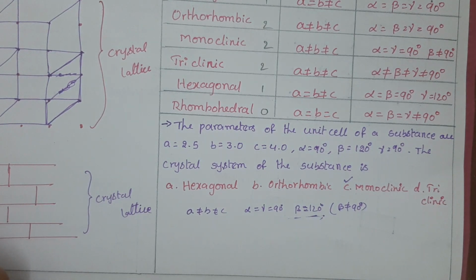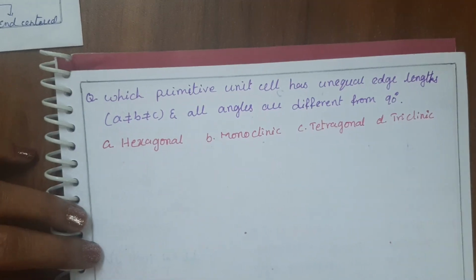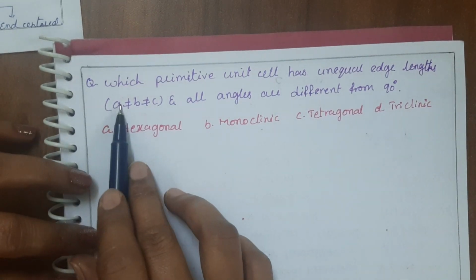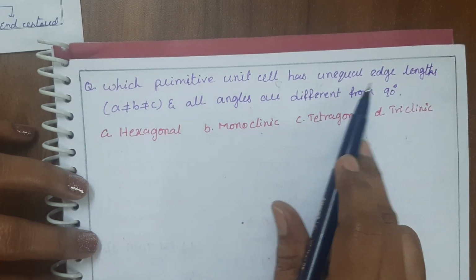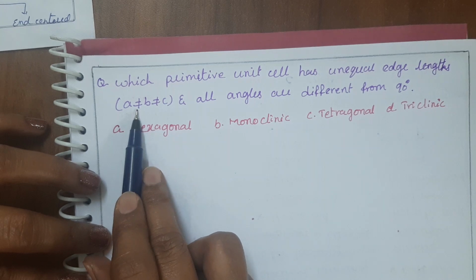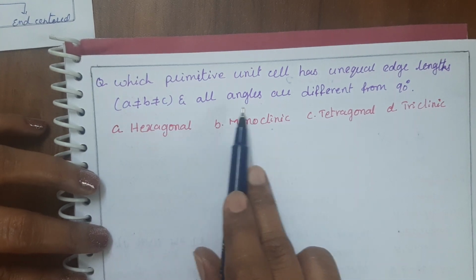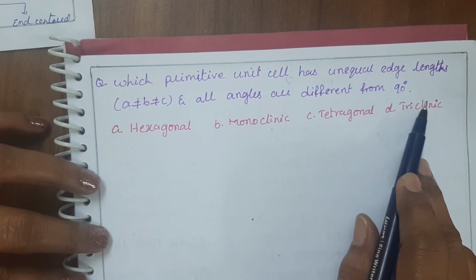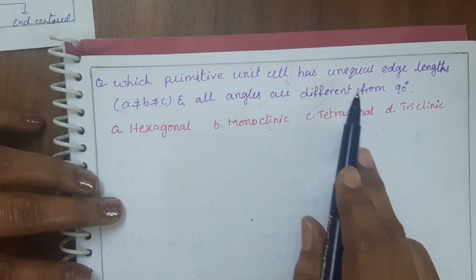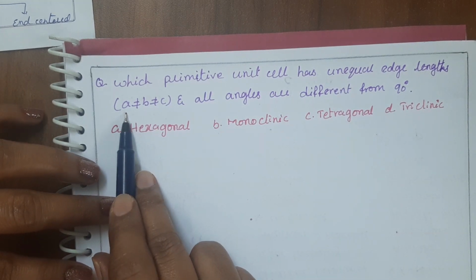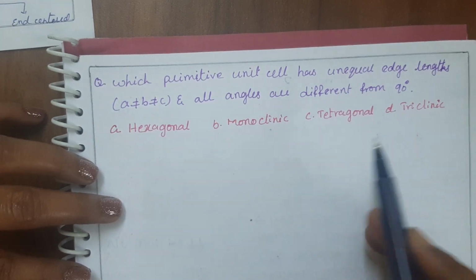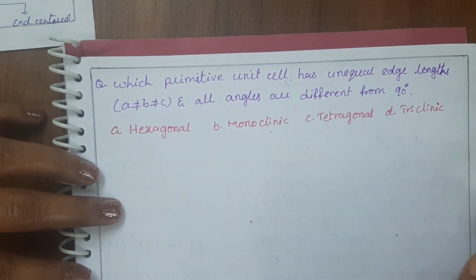Next I will give one more question. So let us see the next question. Which primitive unit cell has unequal edge lengths? That is nothing but a is not equal to b is not equal to c and all angles different from 90 degrees. So the edge lengths are unequal and the angles are also different from 90 degrees. Read the table first.